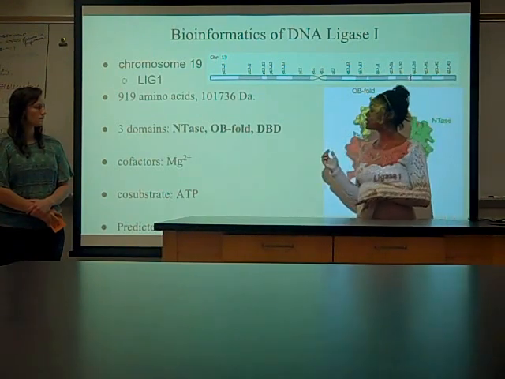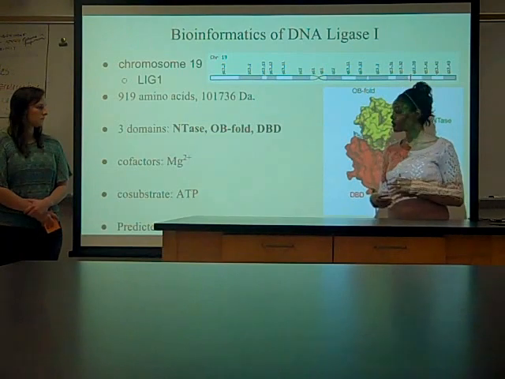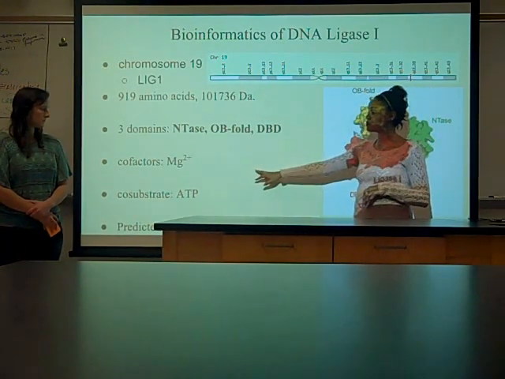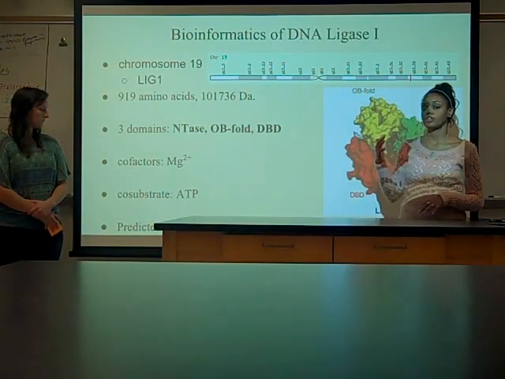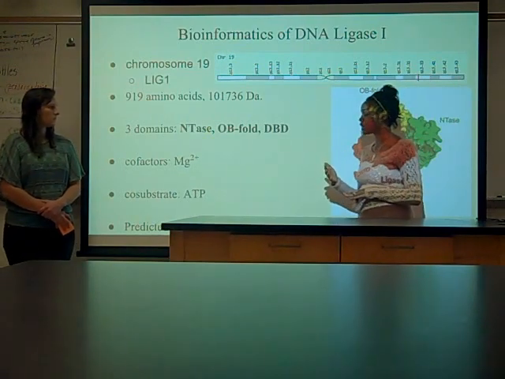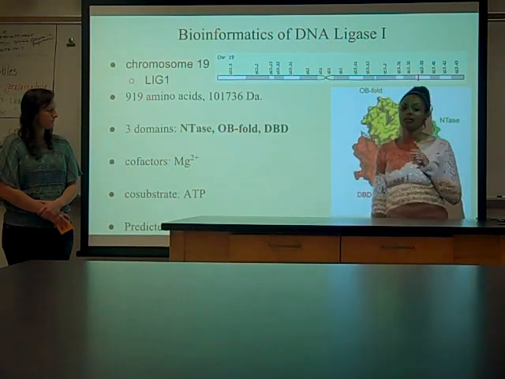So for this enzyme, they need cofactors and co-substrates to do its job correctly. So the cofactor for this enzyme is magnesium 2+, and the co-substrate is ATP. We'll go over kind of what their jobs are and how they help the enzyme do its job in the body. And also the predicted pI for this enzyme is 5.5.